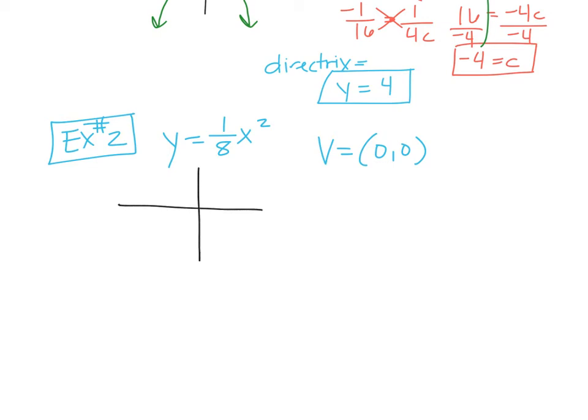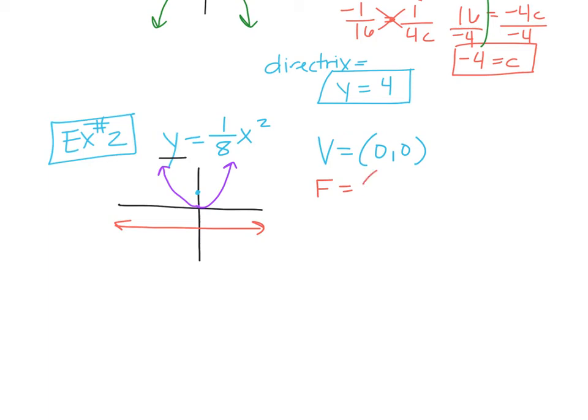This one, y equals, so this is up or down. There's no negative, so it's up. So we're going to sketch it like this. Our focus will be somewhere here, which means our directrix is somewhere down here. So we have all these points. Now we're going to find our focus.